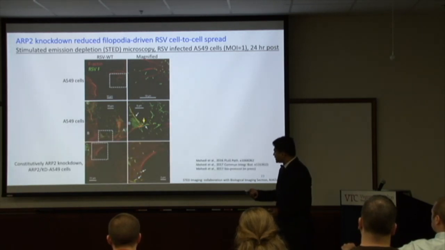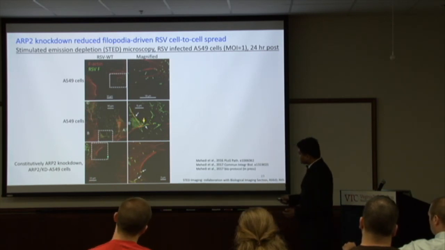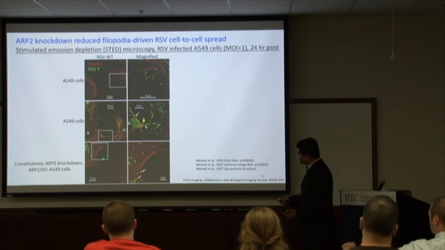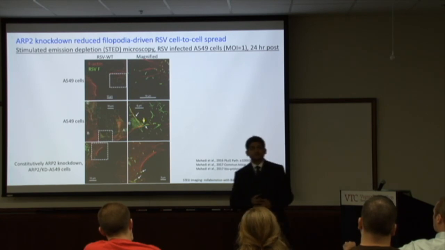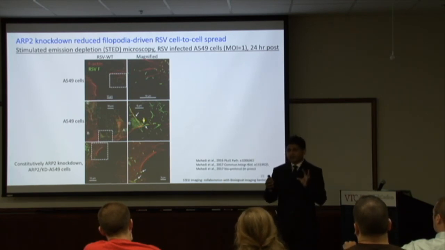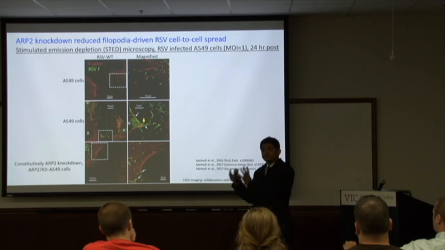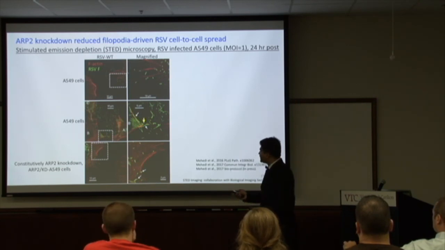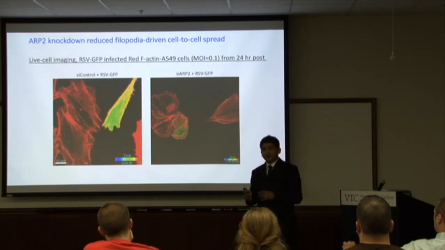And exactly true. When we used constitutively ARP2 knockdown A549 cells, we identified that not only was filopodial induction reduced, but cell-to-cell spread was also not obvious due to ARP2 knockdown. So this confirms that RSV infection induces filopodia and filopodia are used in cell-to-cell spread. We used fixed cells, and we wanted to visualize this process. To visualize that, we used live cell imaging using confocal microscopy. We imaged over time and made a movie.